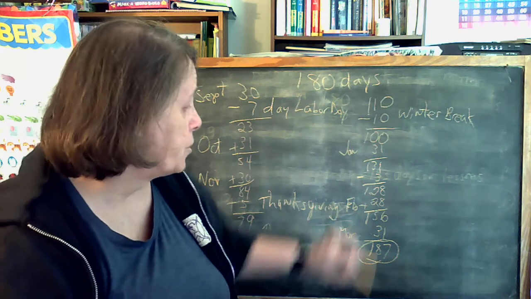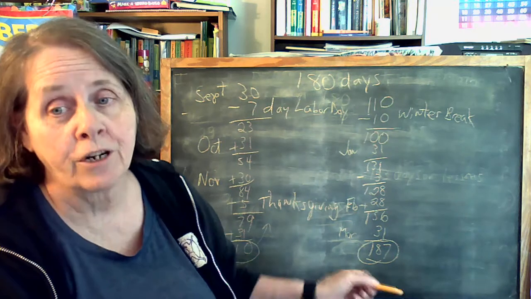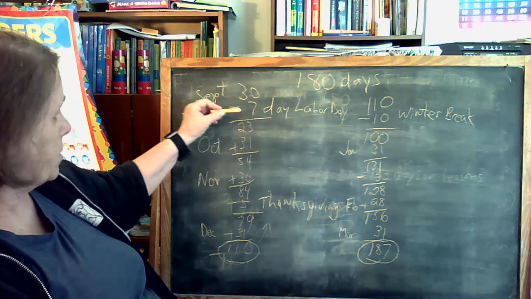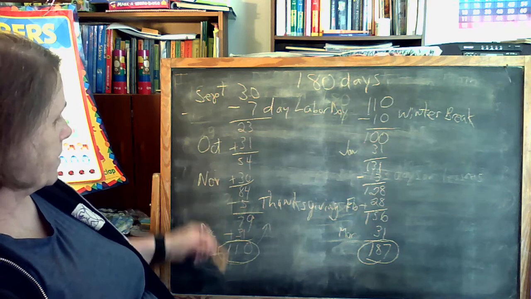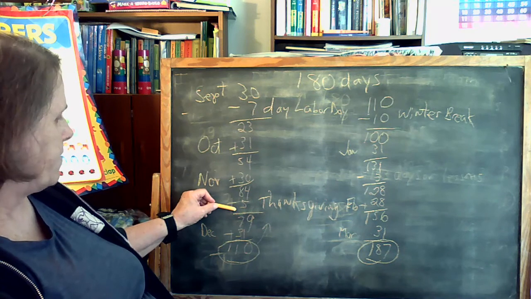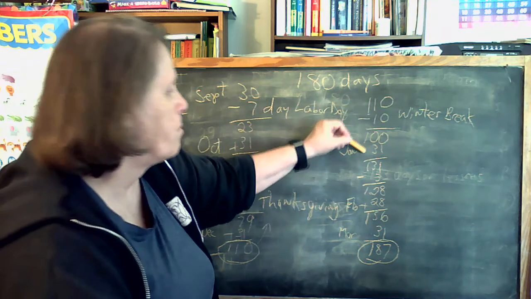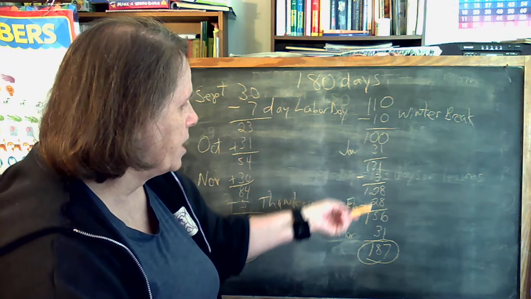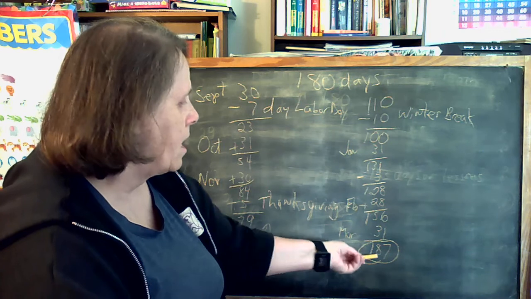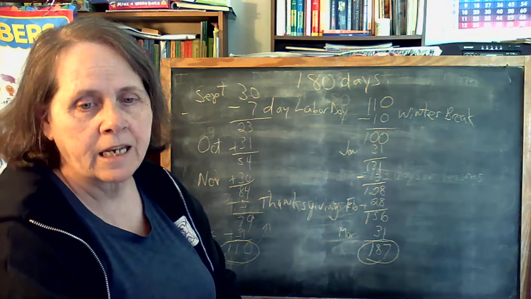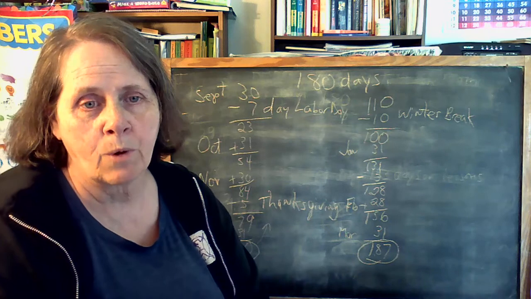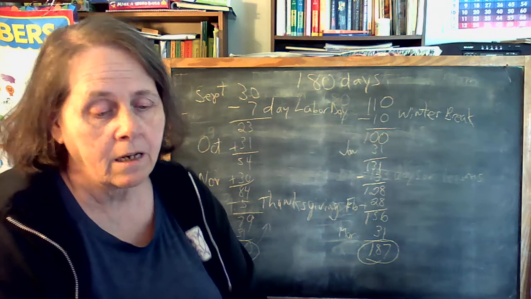So as of March 31st, you have met your 187 days with starting after Labor Day, taking 5 days off at Thanksgiving, 10 days off for winter break, and not starting until the 4th of January. 187 days. That gives you 7 days to play with if you're in a state where you only have to account for 180. Now what can you do with that?